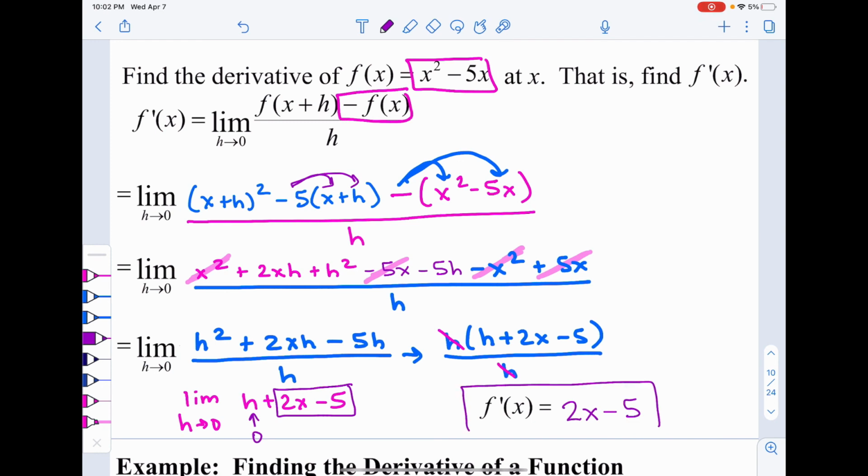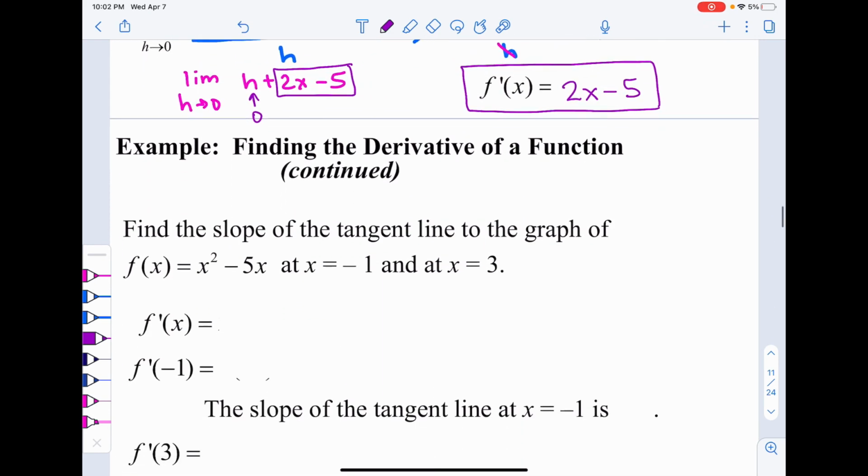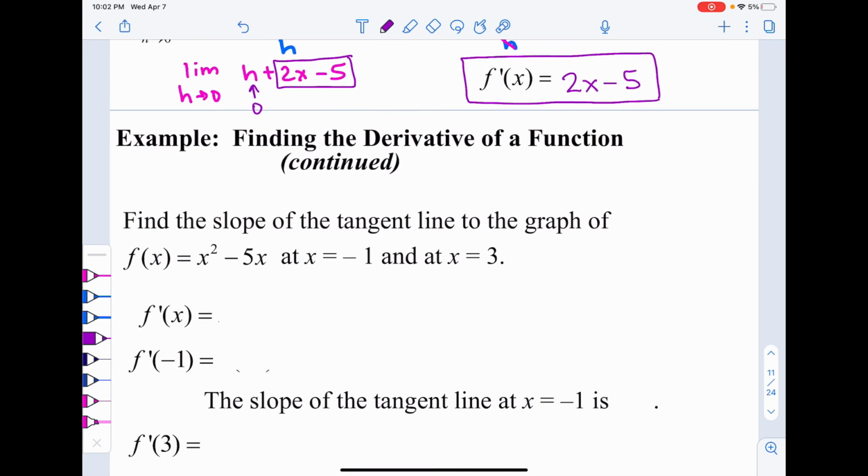So we derived a new function. We went from one equation, we derived a new equation. That's what it means to have a derivative: deriving or coming up with a new equation. So we're going to be left with 2x minus 5. Now what I can do is take that f prime of x, 2x minus 5, and evaluate it at two different points. We're going to evaluate it along our graph at -1 and at +3.